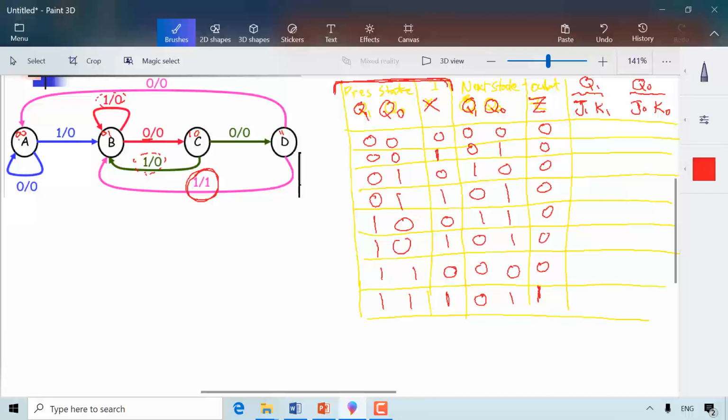We need to use something called the excitation table. The excitation table says that if you have the present state, which is what I have now, and the next state, it will provide the inputs. The excitation table for the JK flip-flop is the following. If you have the present state, Q(t), and the next state, Q(t+1), then the J and K values are the following.